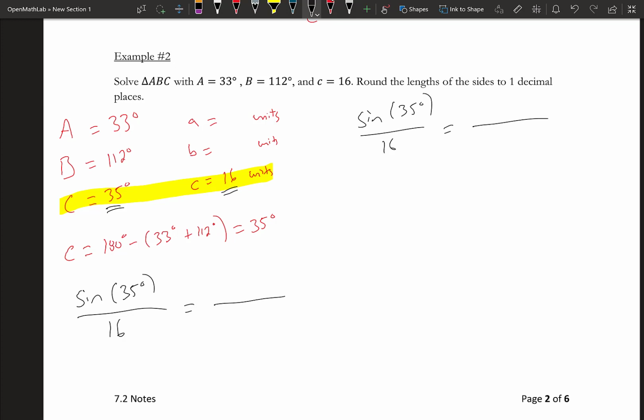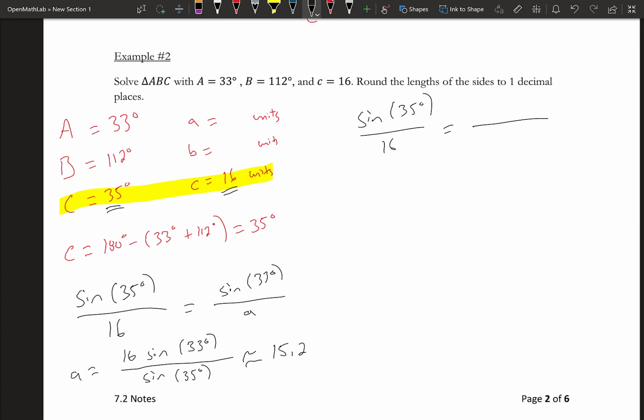Right? So then maybe I want to find A first, where I would just fill this in. So sine of 33, sine of A divided by little a, right? And I can solve for that. So A would equal 16 times sine of 33 degrees, all divided by sine of 35 degrees, right? And that's my exact answer, and this comes out to be approximately 15.2, rounding to 1 decimal spot.